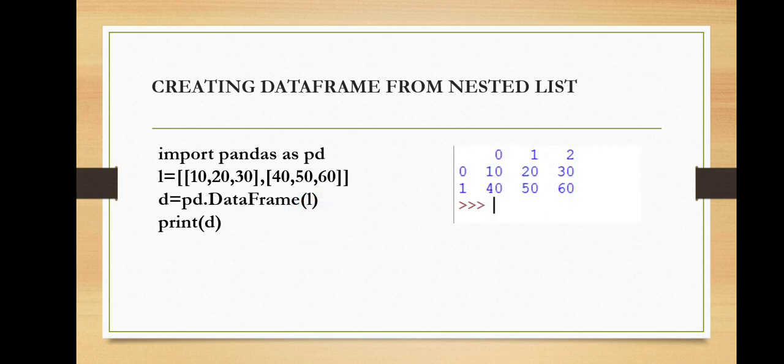Let's see. You can look over here 10, 20, 30. That means the first inner list will create the first row of the data frame. The second inner list 40, 50, 60 is going to create the second row of the data frame. And since we have provided neither the row indexes nor the column indexes, it has taken the default values 0, 1 for rows and 0, 1, 2 for column indexes.